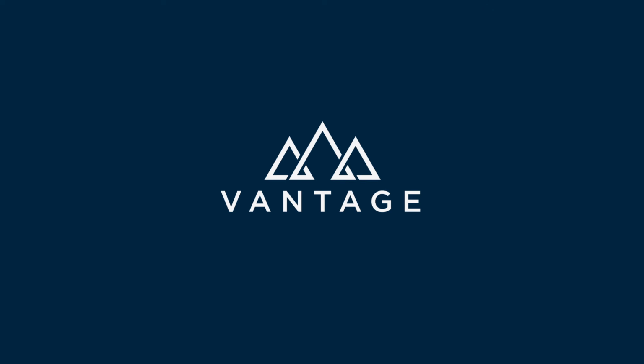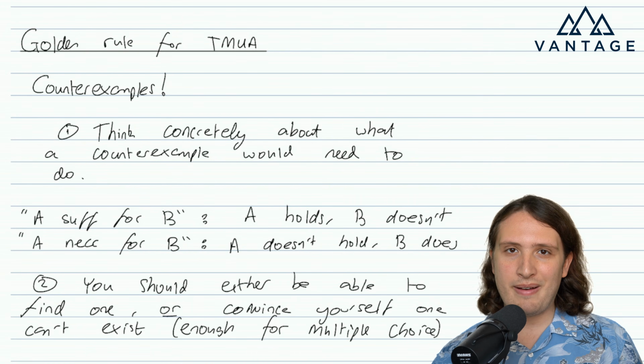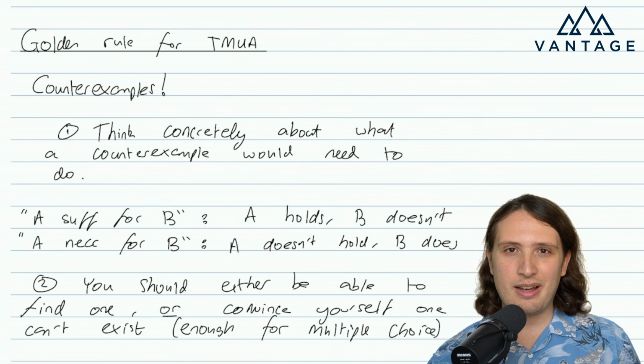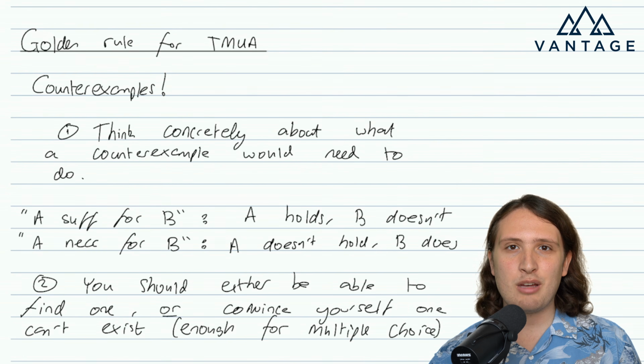Having pinned down precisely what we mean by necessary and sufficient conditions, how should we think about these ideas in the context of TMUA questions, where we're likely to be dealing with challenging mathematical contexts and are also very pressed for time? Rather than trying to think about everything in terms of implications and constructing direct proofs, the vast majority of time in the TMUA, the best way to think about necessity and sufficiency is in terms of counterexamples.